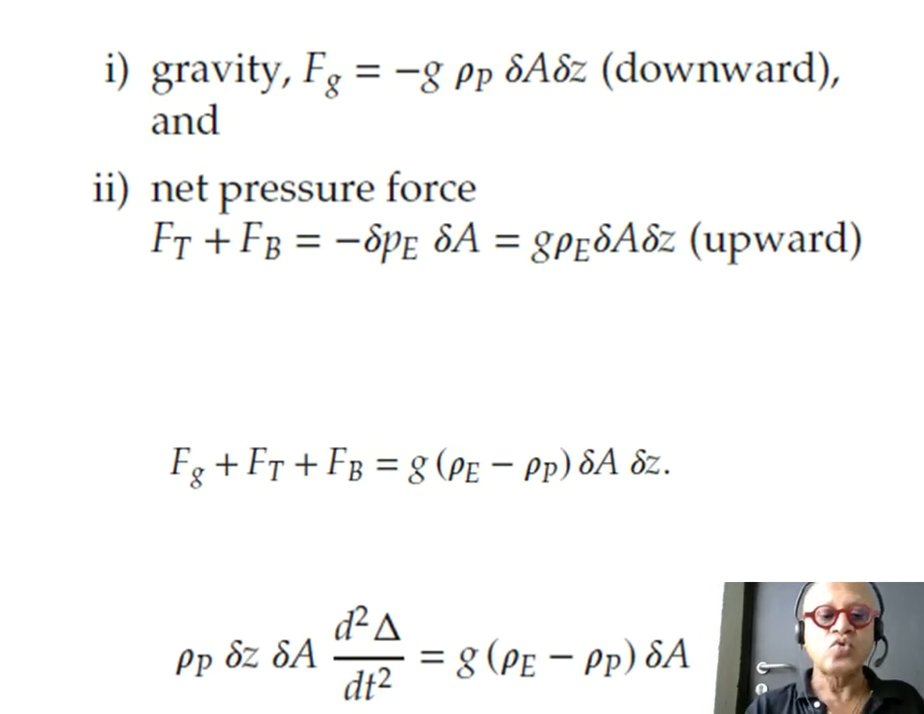So if you take rho p and divide, you get rho p delta z delta A times d squared delta dt squared. So basically we are doing F equals ma. This is the mass times acceleration, and this is the net force, right? So F equals ma. M is rho p times delta z times delta A, volume times the density of the parcel. Delta is the displacement, so d delta dt is the velocity, and d squared delta dt squared is the acceleration. So F equals ma.